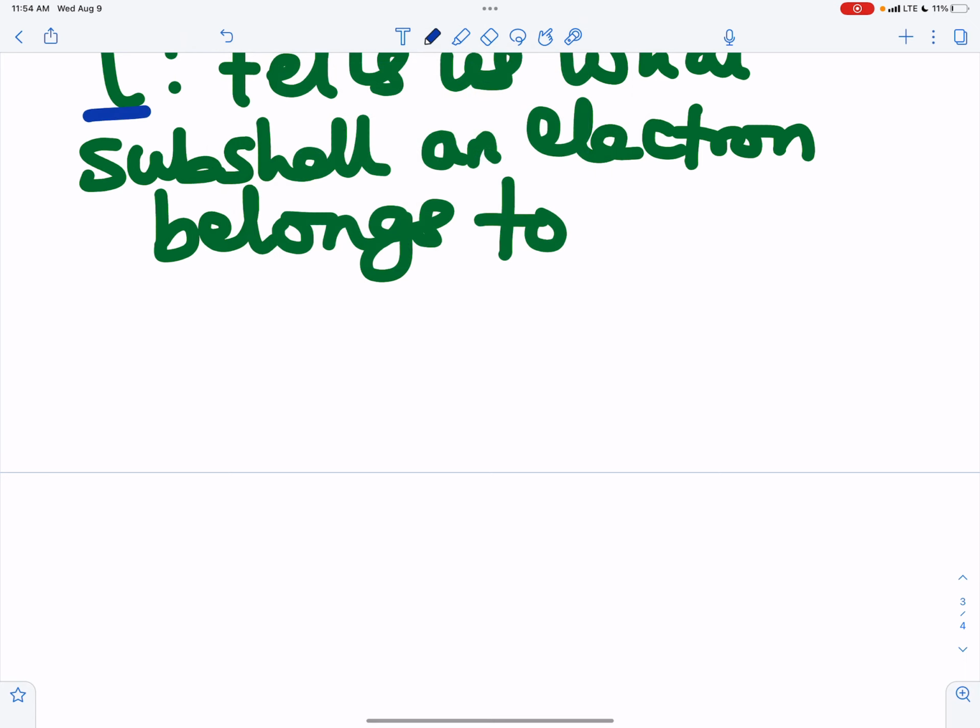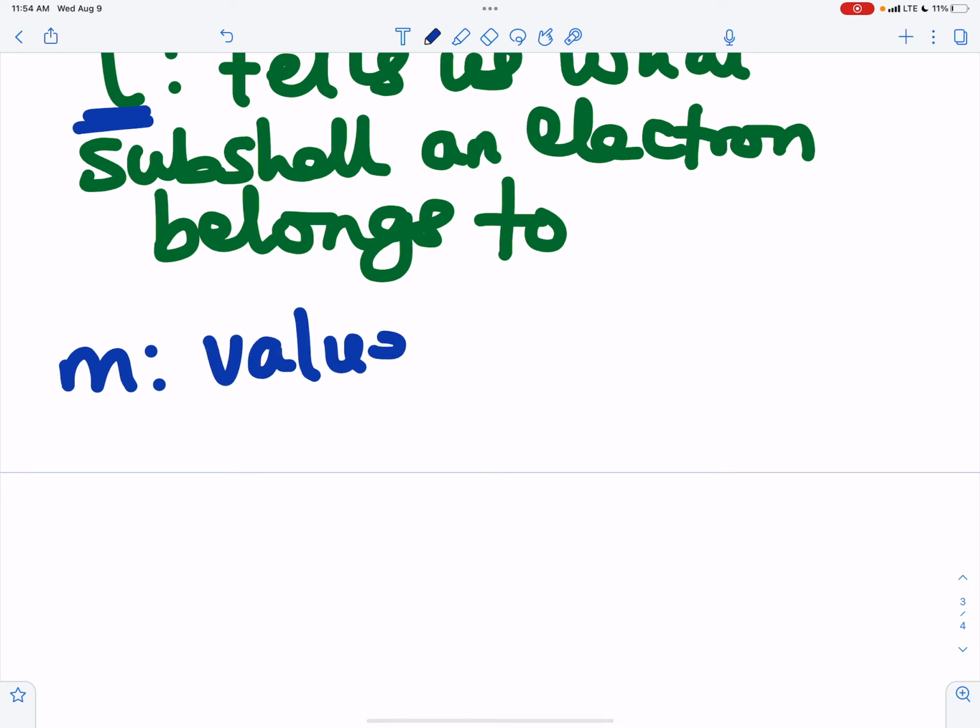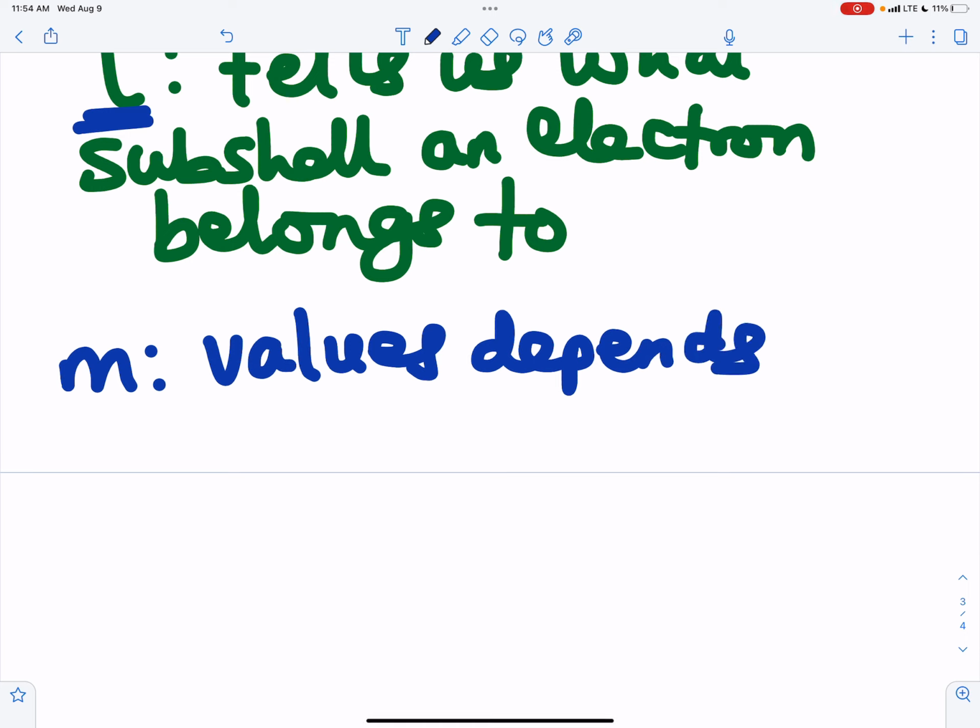Let me explain the meaning of M, which is the magnetic quantum number. The values of the magnetic quantum number depend on the value of L.